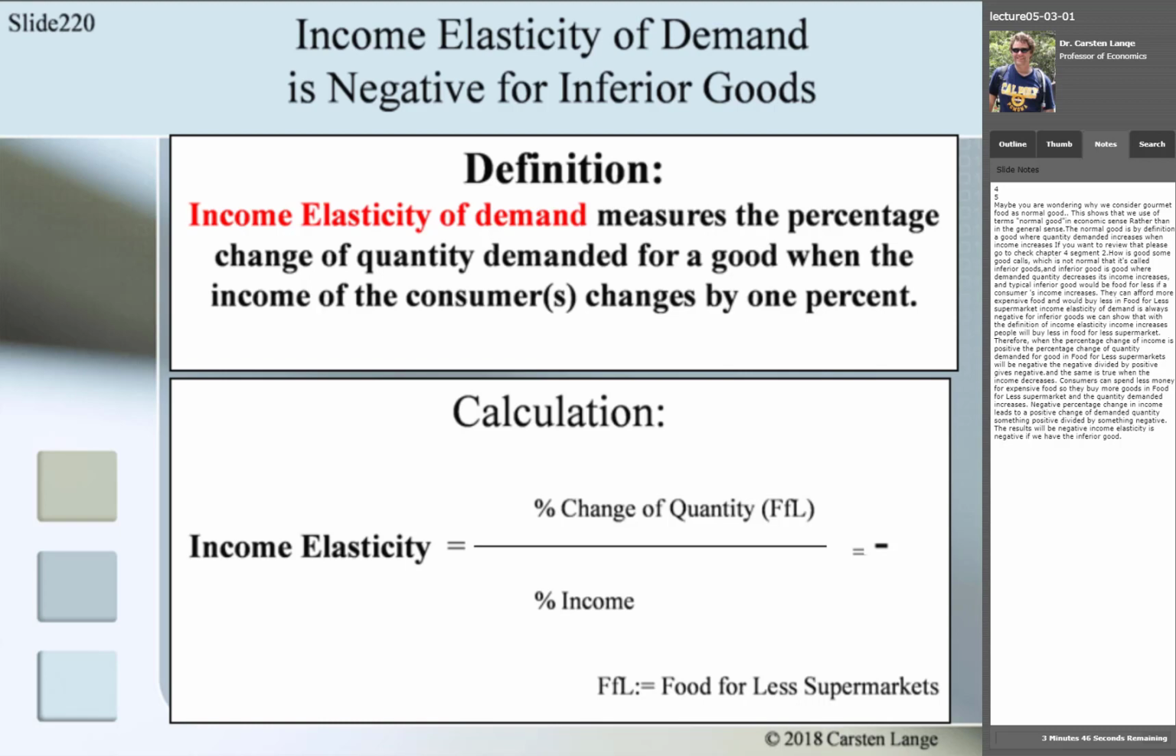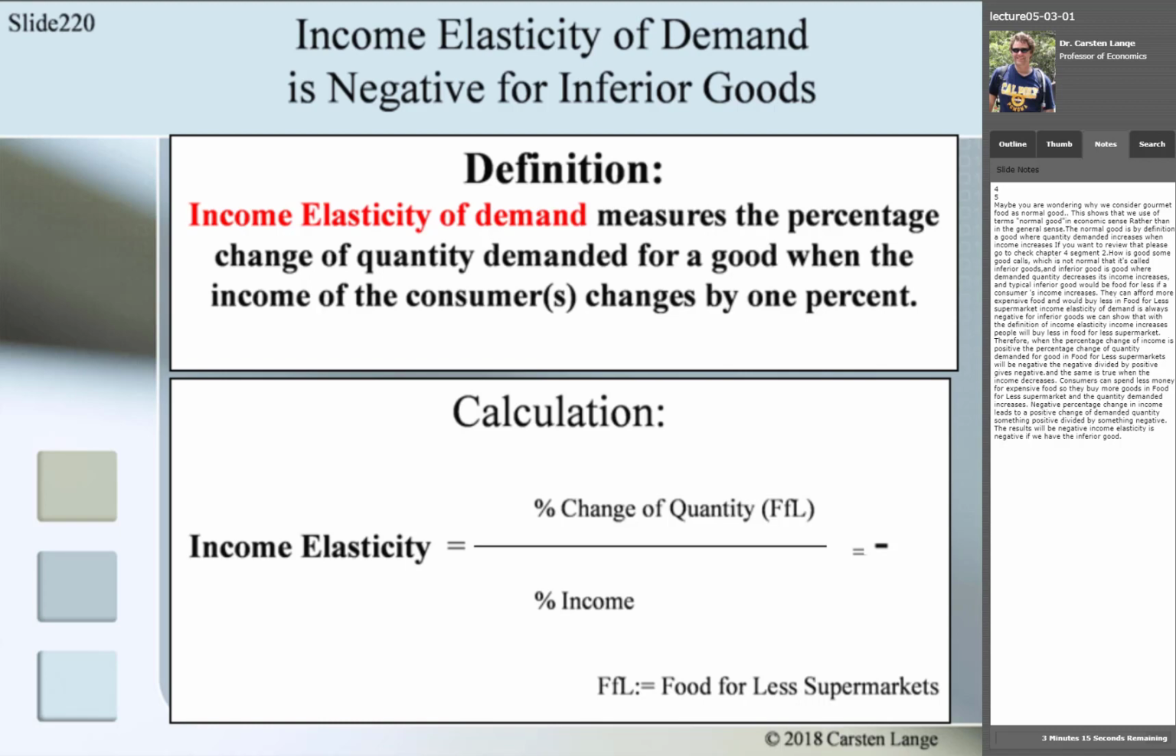How is a good called which is not normal then? It's called an inferior good. An inferior good is a good where demanded quantity decreases if income increases. And a typical inferior good would be food for less. If consumers' income increases, they can afford more expensive food and would buy less in food for less supermarkets. The income elasticity of demand is always negative for inferior goods.